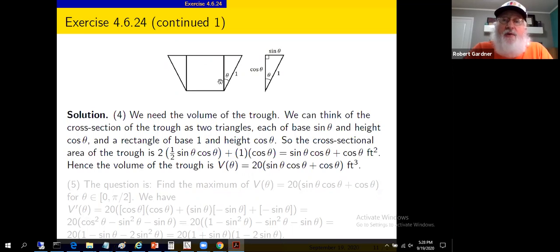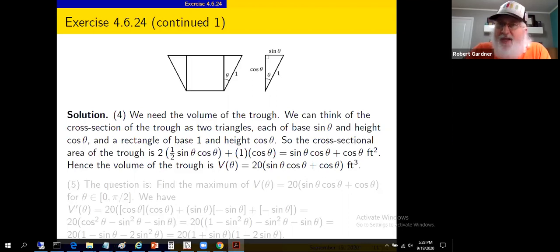I know how to find the area of a rectangle, base 1 times height cosine theta. I know how to find the area of a triangle, 1/2 base times height. Treat the base as sine theta, the height is cosine theta, or vice versa. And we get 1/2 sine theta times cosine theta. So the cross section of the trough then is 2 of the triangles of area 1/2 sine theta cosine theta, plus base times height of the rectangle. What we're actually getting here is square feet, it's cross-sectional area. The 2 and the 1/2 cancel, giving us sine theta cosine theta plus cosine theta square feet.